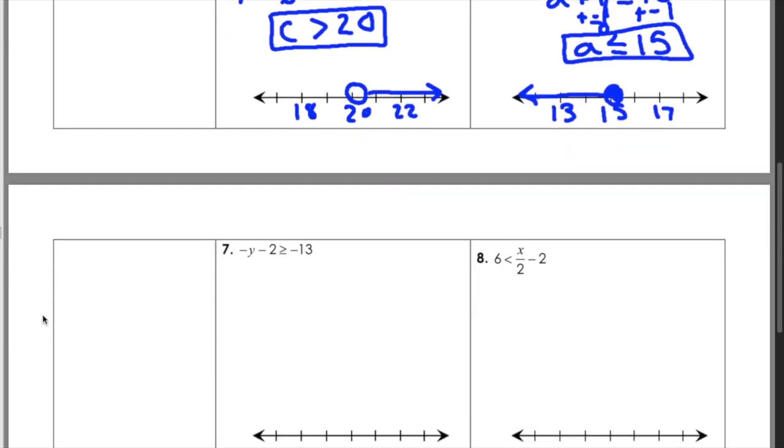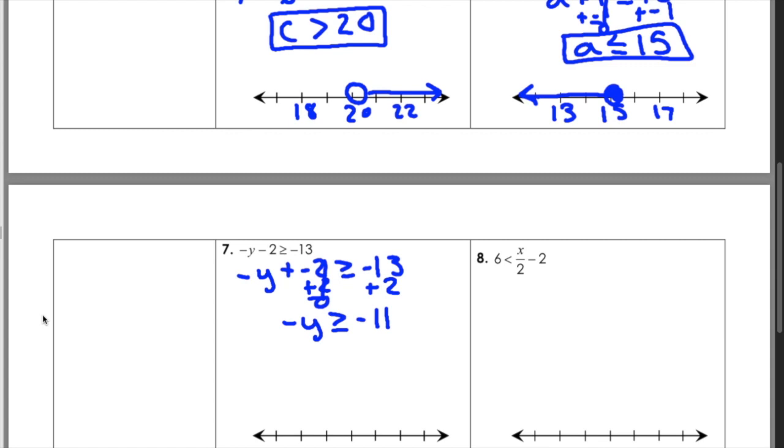All right, let's take a look at number 7. So number 7, we have negative y minus 2 is greater than or equal to negative 13. So I'm going to rewrite this down here. Plus negative 2. All right, so my first step is to add 2. Add 2, and then we have negative y is greater than or equal to negative 11.